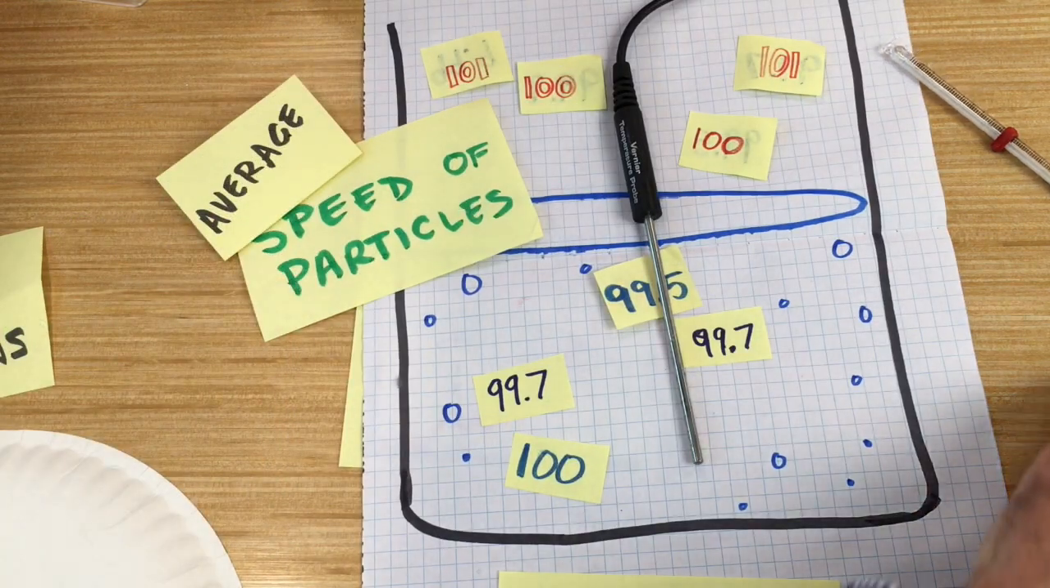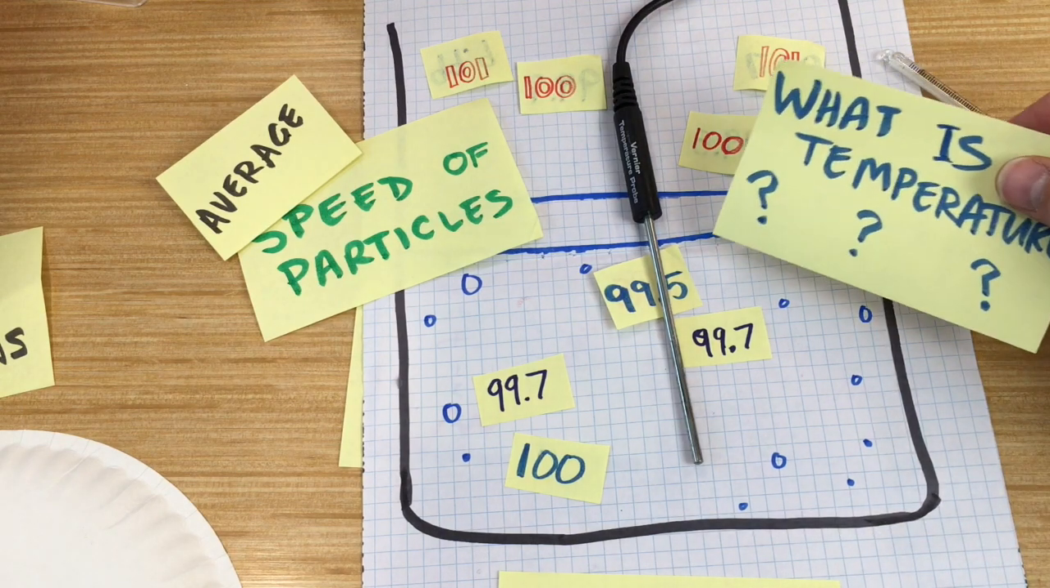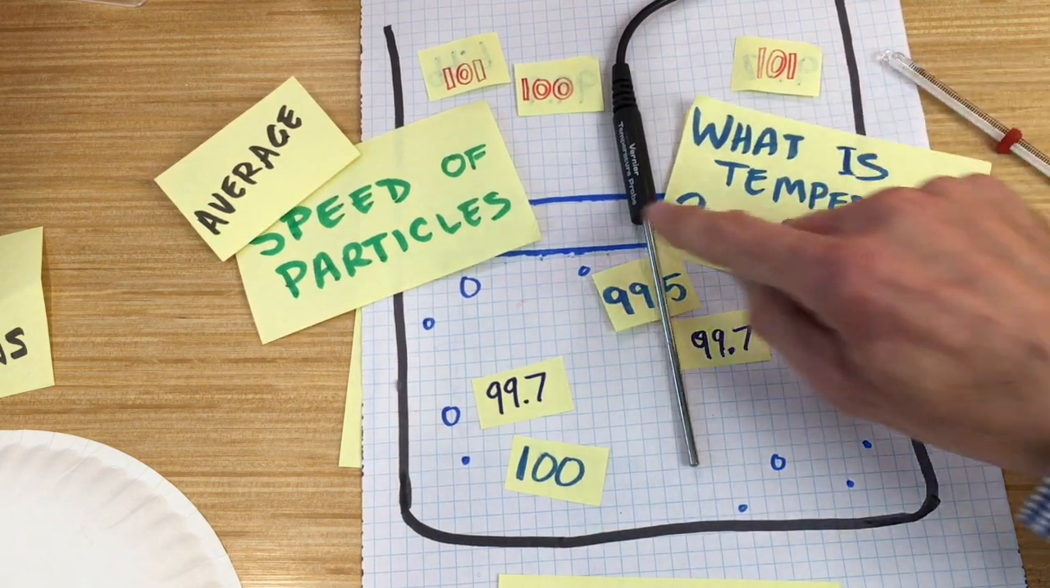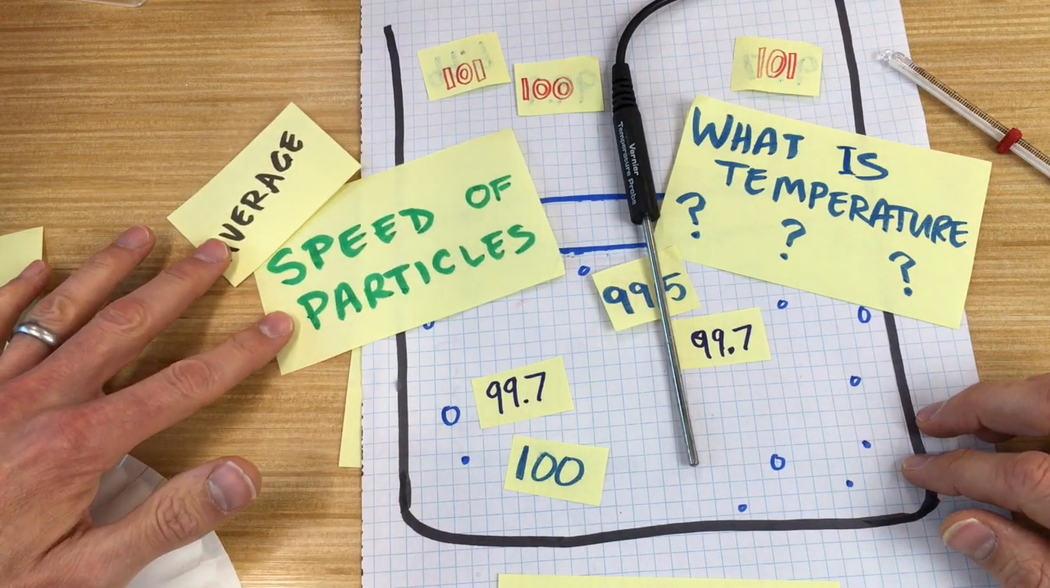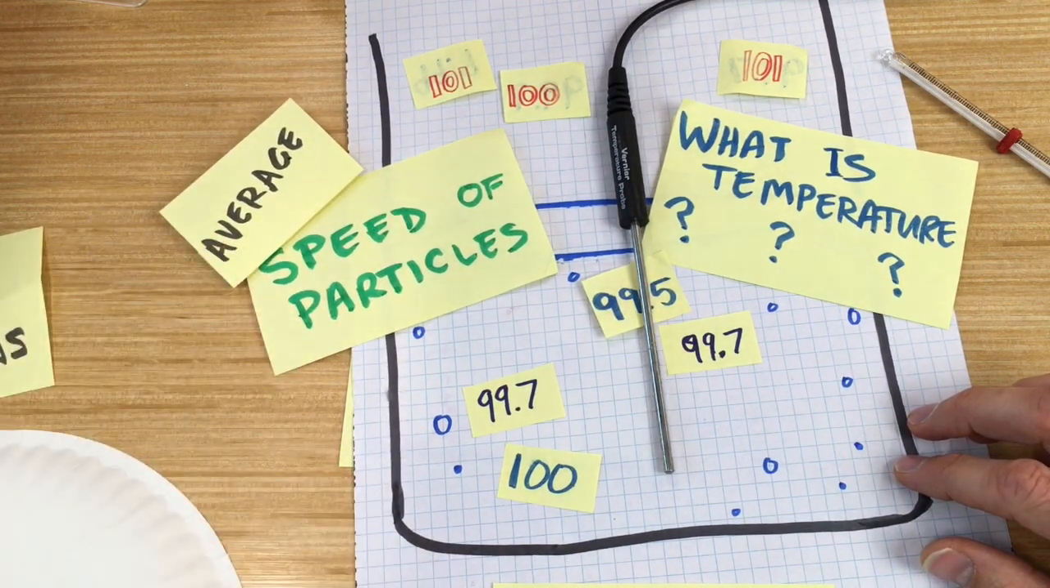So, in conclusion, adding heat energy increases the temperature because it makes the particles move faster. Knowing the average speed of the particles is what we call temperature.